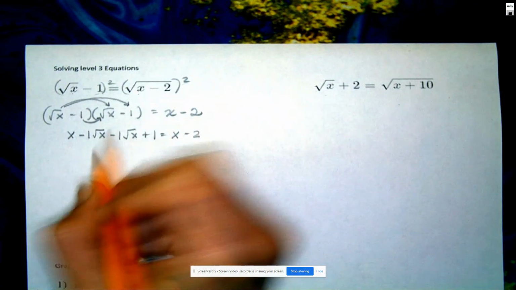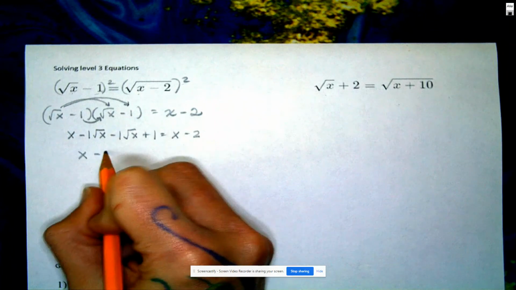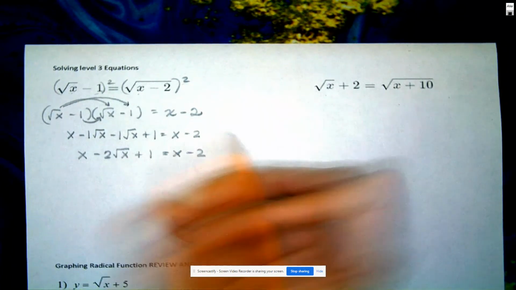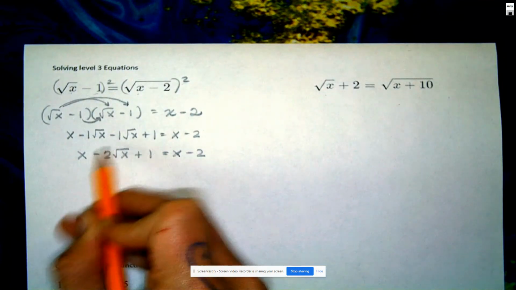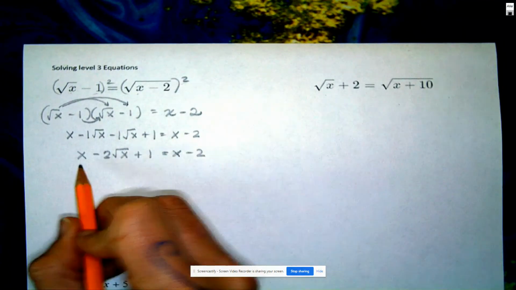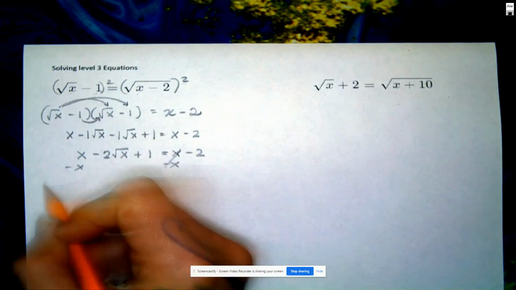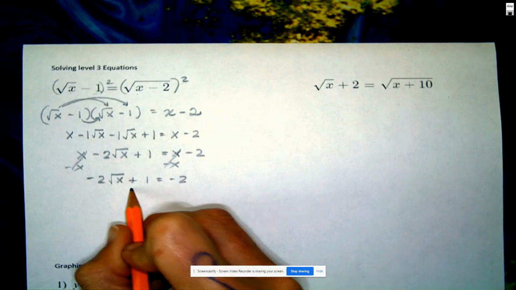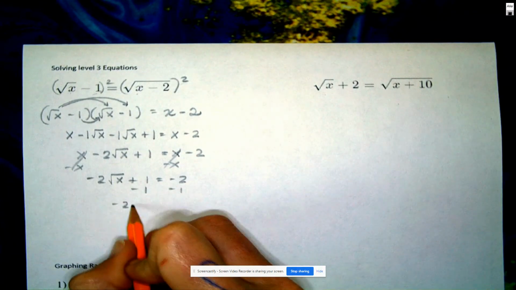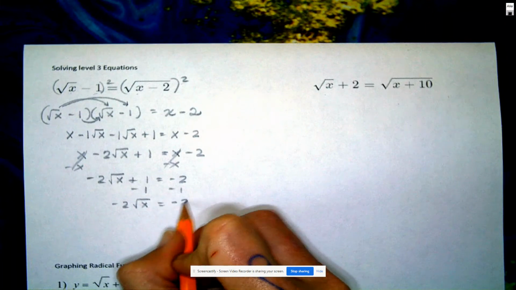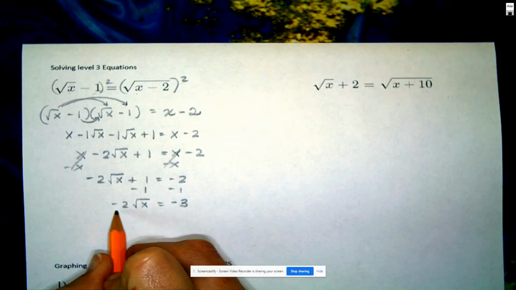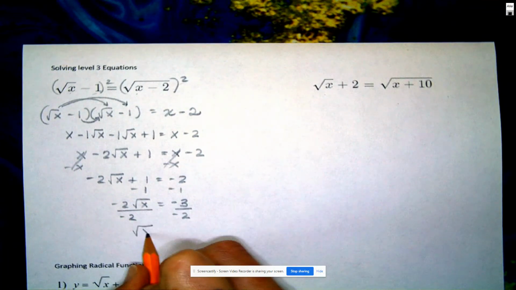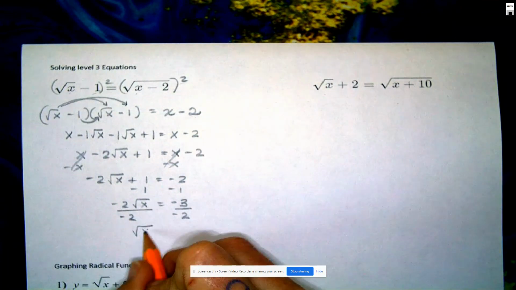Simplify this. So we have x minus 2 square roots of x plus 1 equals x minus 2. We still have this guy that's a problem. We need to get rid of him. So if I move my x over, those guys cancel out. So now I have negative 2 square root of x plus 1 equals a negative 2. I'm going to move my 1. So negative 2 square root of x equals a negative 3. Divide by a negative 2 because that's multiplication. And the square root of x is equal to 3 over 2.